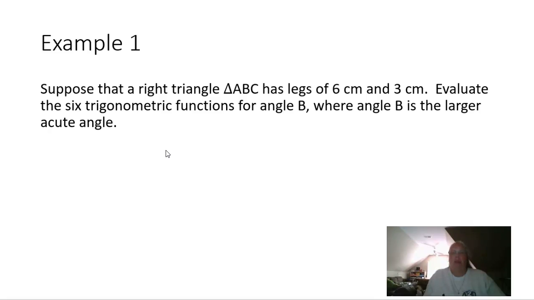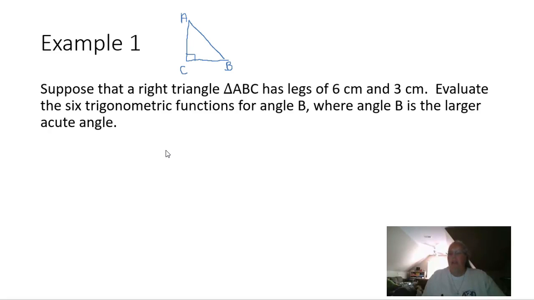All right, let's start off by drawing a picture of this. We're going to have our right triangle here. And we know that B is an acute angle, and so I'll just put angle B down here. And normally, but not always, angle C is the right angle in a right triangle. And that's going to bring A up here.